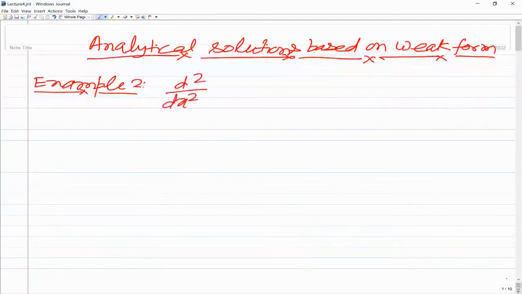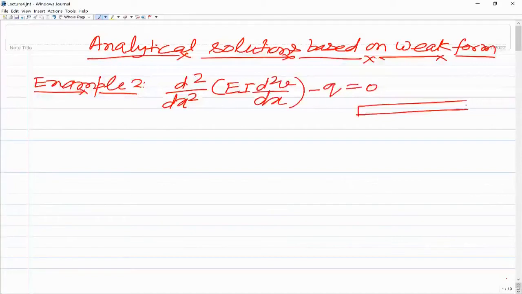The corresponding differential equation is d2 by dx square of EI into d2v by dx square, where v is the transverse deflection, minus q equal to 0. This is the differential equation, and let us take the simply supported beam, so both the ends are simply supported. Typically, if you look at the ships and submarines, we will have longitudinal stiffeners and circumferential stiffeners. Stringers and rings can be approximated using this.